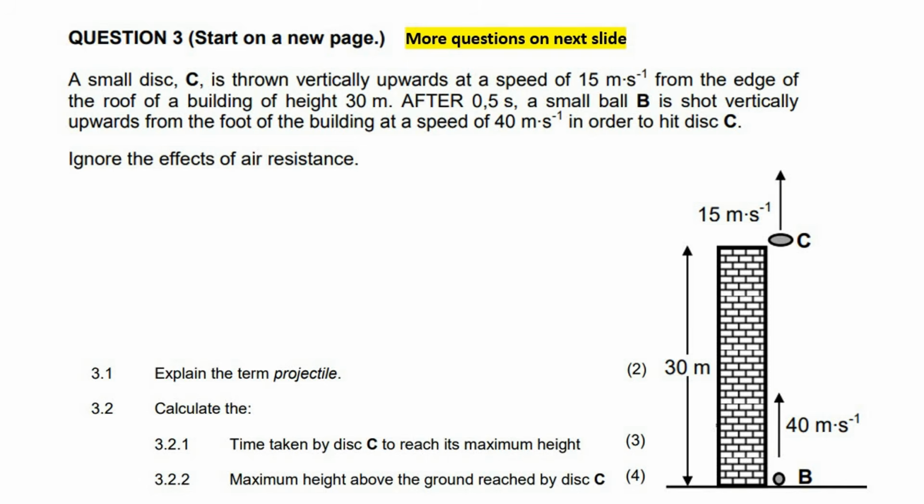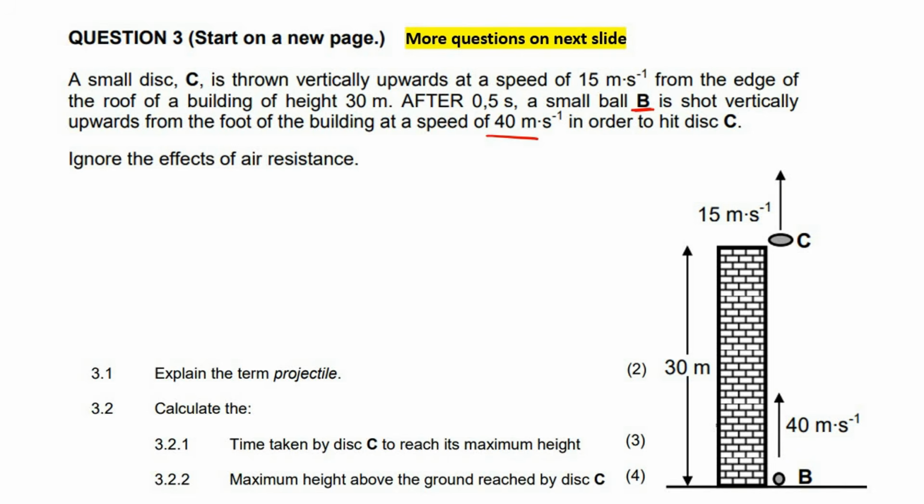Okay, so after 0.5 seconds, a small ball, B, is shot vertically upwards from the foot of the building. I like this question so far because a lot of learners get confused with this part. They don't know how to use the after 0.5 seconds part. So this will be good. From the foot of the building at a speed of 40 meters per second.